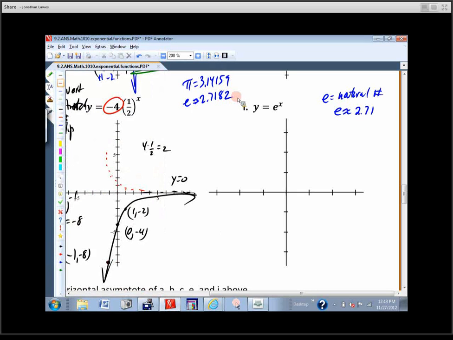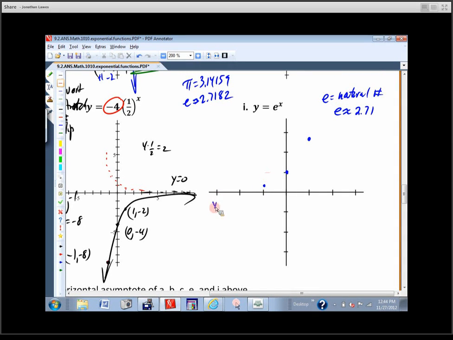Okay, all right. So is this a number bigger than 1 or less than 1? Bigger than 1. So what would the name of this be? Exponential base E. Am I going to have exponential growth or exponential decay? Growth. So that means it's going to go through (0, 1), (1, E), which is about 2.7, and (-1, 1 over 2.7), which is about 1/3, so it's going to look something like that.